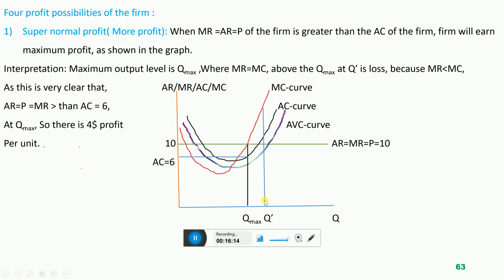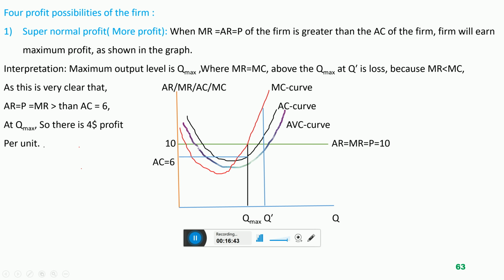So at this output, marginal revenue is this. The green line is touching here. Marginal revenue is 10, but marginal cost is 15. 15 is the marginal cost when the company is manufacturing Q prime, 70 units. This green line shows marginal revenue, 10, and marginal cost is 15.